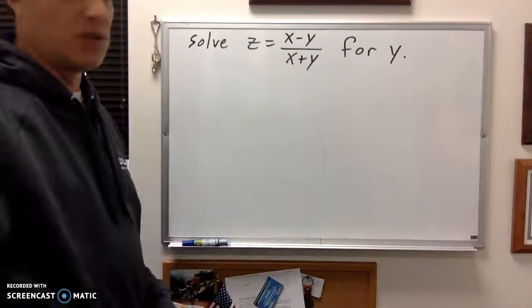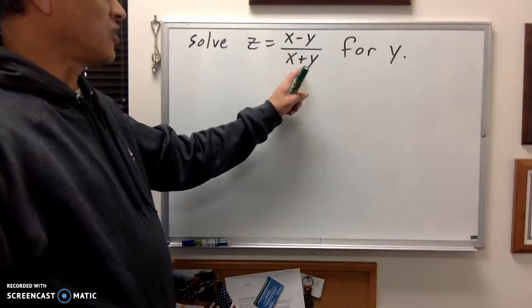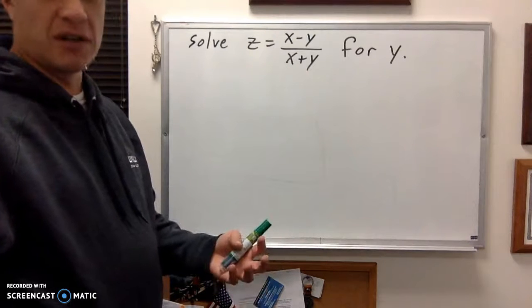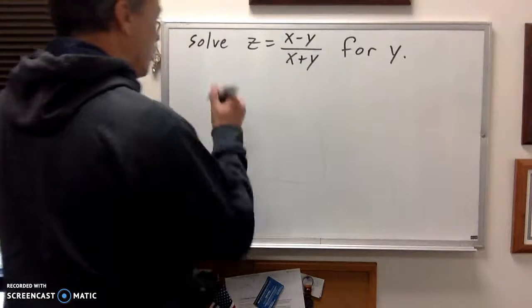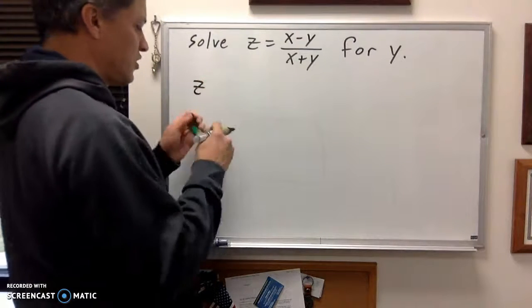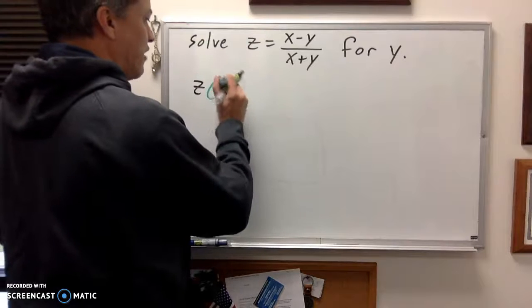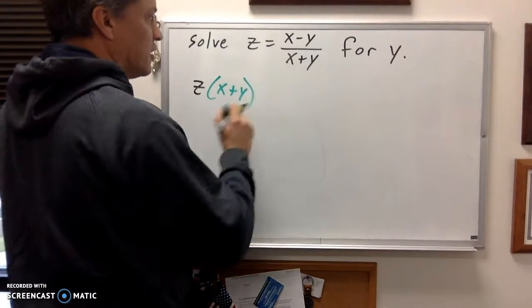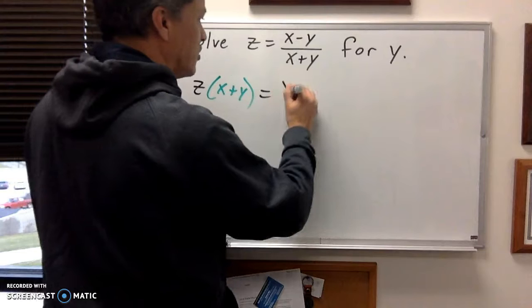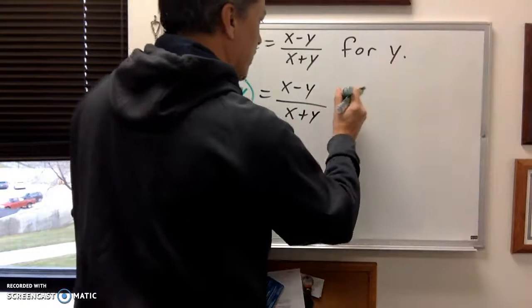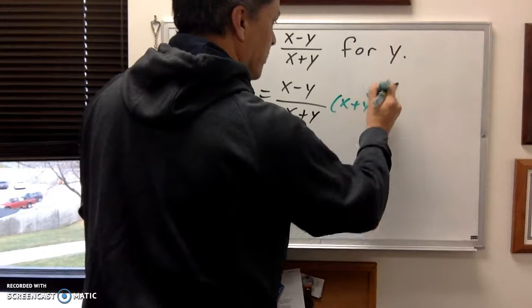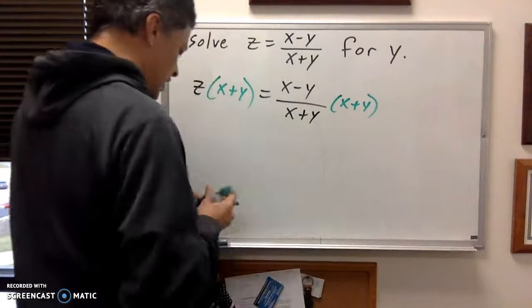What I always like to tell students is, if you see a fraction in the way and you're stuck on how to start it, get rid of the fraction. So what we're going to do is multiply both sides of the equal sign by whatever that fraction's denominator is. We'll get rid of the denominator. Alright, so I'm going to multiply both sides by an x plus y.